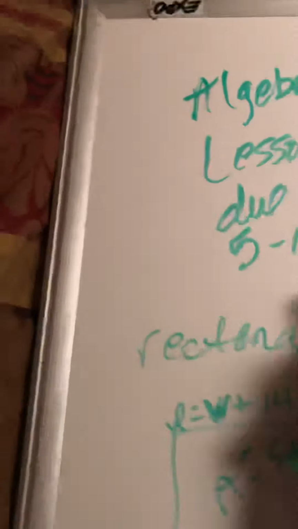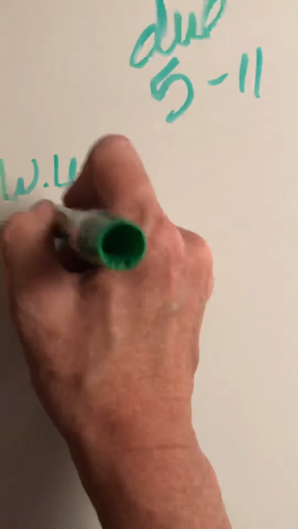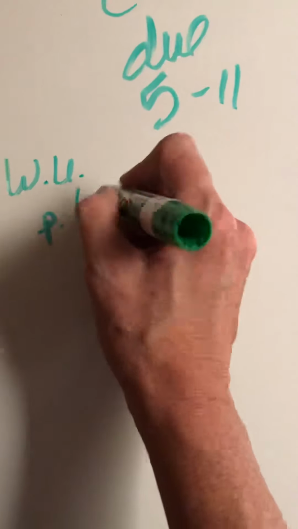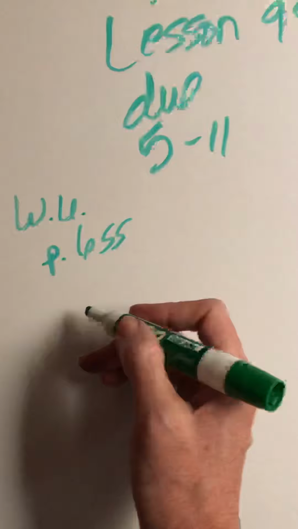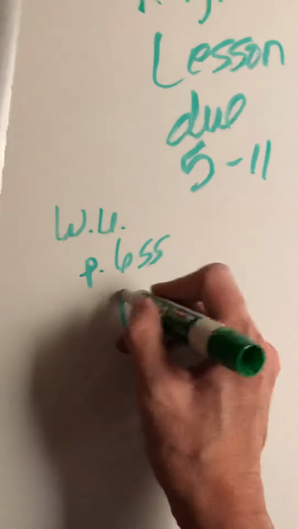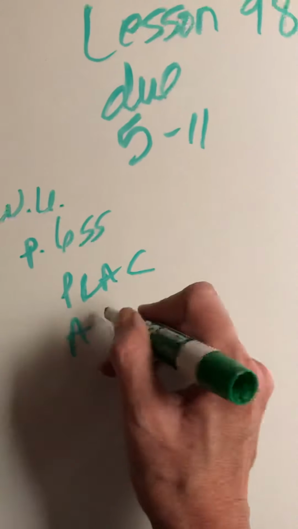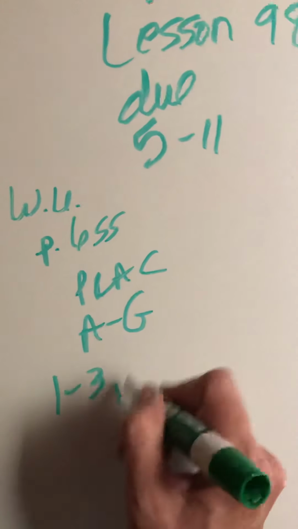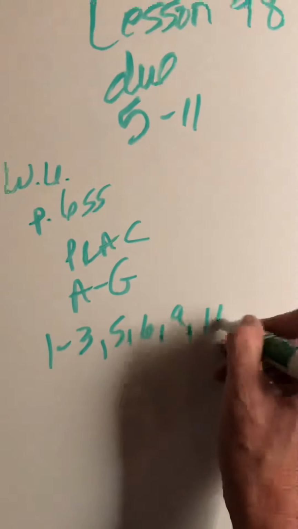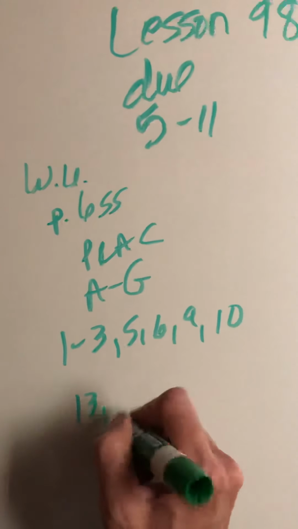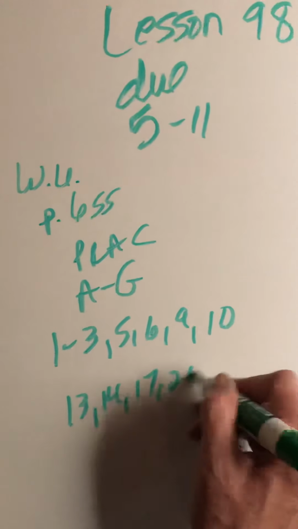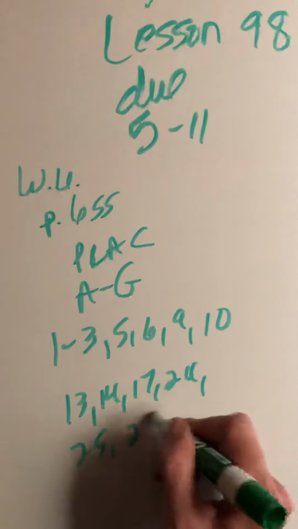Okay, so that is lesson 98. So let me make the assignment and talk about a few of them. Okay, so you're going to do the warm-up, which is on page 655. Yes, warm-up on page 655. You're going to do practice A through G. Then you're going to do 1 through 3, 5, 6, 9, and 10. You're also going to do 13, 14, 17, 24, 25, 28, and 30.